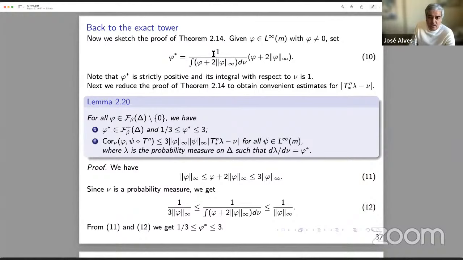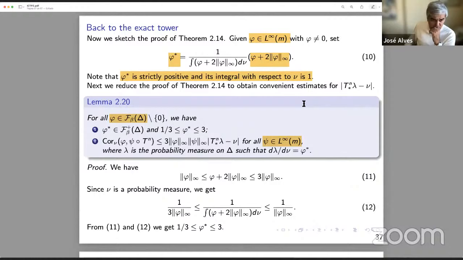So the idea is to obtain the decay of correlations for observables in this space and for psi in L infinity. That's what we want. This space lies in L infinity of M. For a function in L infinity that is not zero, we define this concept in general: we associate a new function, this phi star. This is made for the new phi star to be strictly positive. When we add to a function two times its infinity norm, this function will be strictly positive. Then we integrate this function with respect to nu and divide by that integral. In this way, phi star is strictly positive and its integral with respect to nu is equal to one, okay?